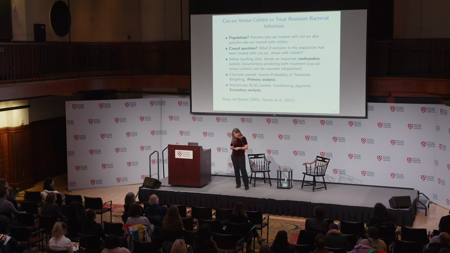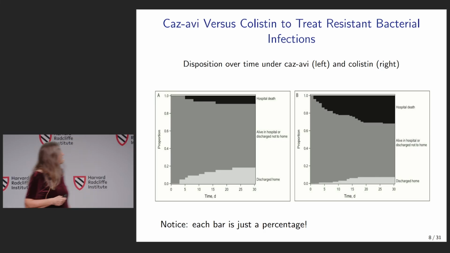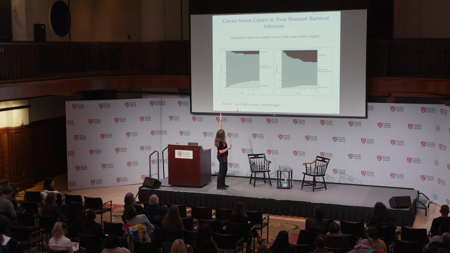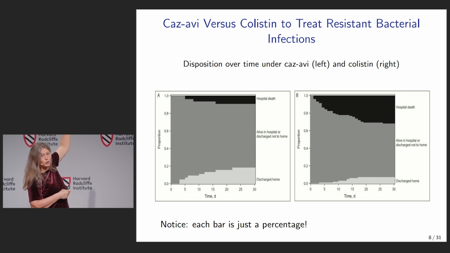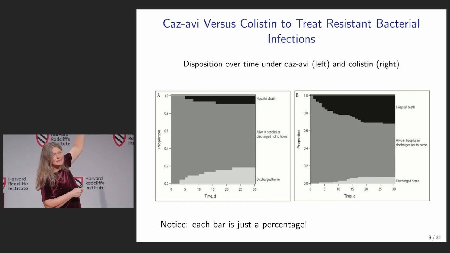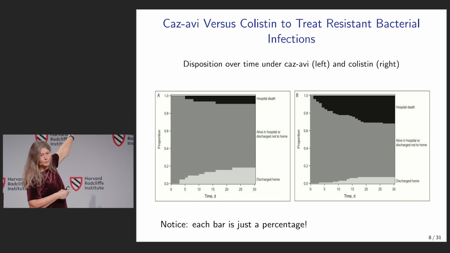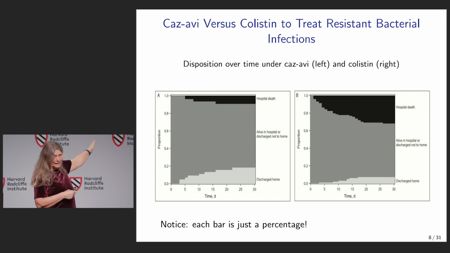And then we got this picture here. So now we can really talk about this picture. You see here on the left is what happens under Casavi. You see that the probability of hospital death increases over time because we look at hospital death by 10 days and by 30 days. And at the bottom, in the light gray, we see the probability of being discharged home. Over time, more and more people are discharged home. It's the probability of being discharged home by day 10 and by day 30.